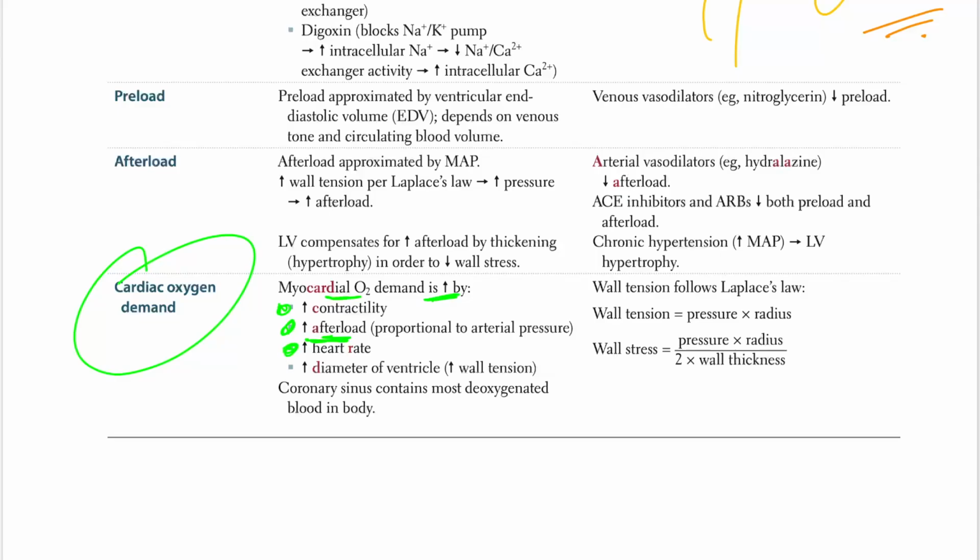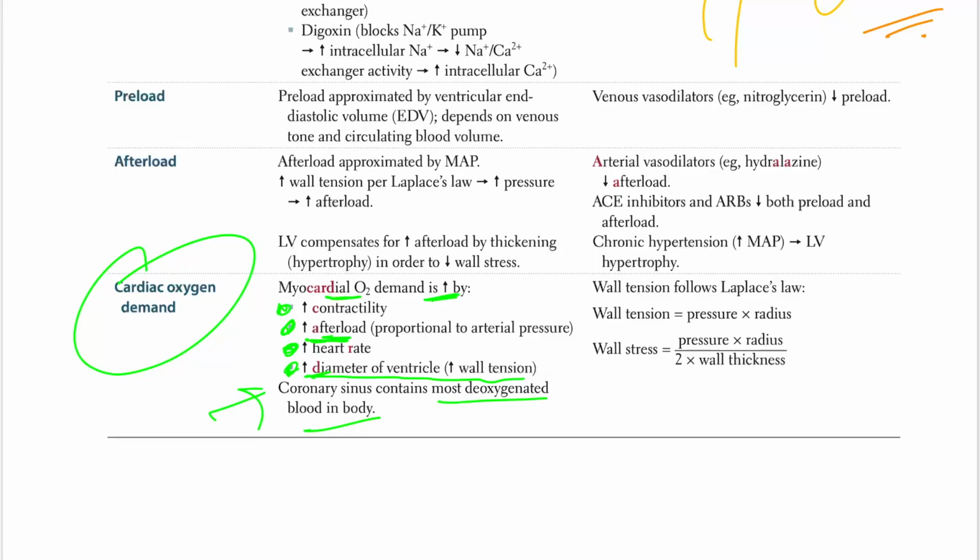Increase in heart rate, again, the heart is beating faster, it needs more O2. Increase in diameter of the ventricle. So when you have an increase in diameter of the ventricle, it's going to take all of that energy to push that fluid, an increased amount of fluid out from the left ventricle, causing increased O2 demand. So coronary sinus contains the most deoxygenated blood in the body. We did talk about it in anatomy, I guess.